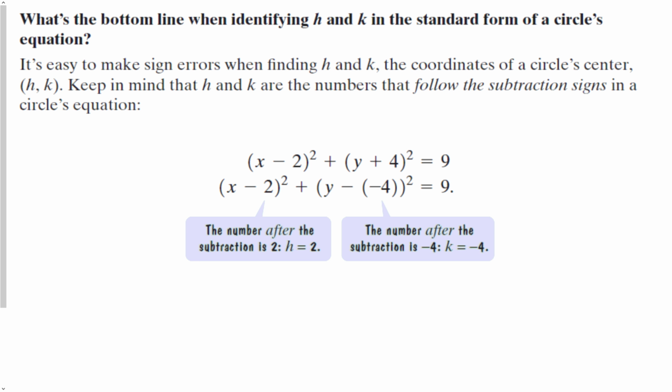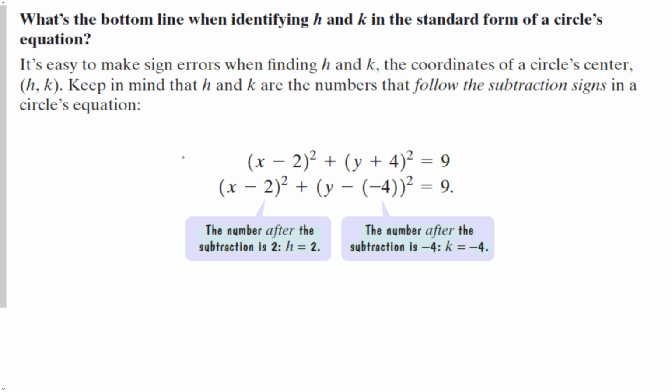All right. So what's the bottom line when identifying h and k in a standard form of a circle's equation? It's easy to make sign errors when finding h and k, the center. Keep in mind that h and k are the numbers that follow the subtraction signs. So if it's x minus 2 squared, h would be 2. If it's x plus 4 squared, that means you had a minus minus 4, which means the center is at negative 4. Okay? So just be careful with that.